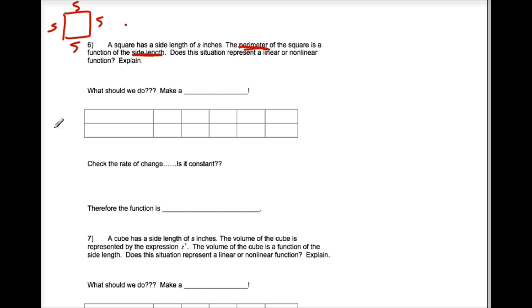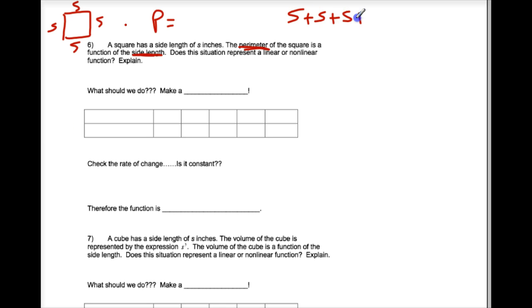Add them all up. Side plus side plus side plus side. They're all like terms because they're all the same. Let's write that at the top. P, standing for the perimeter, equals? What's the perimeter of that square? S times s times s? Why are you multiplying? S plus s plus s plus s. I'm going to write it over here.